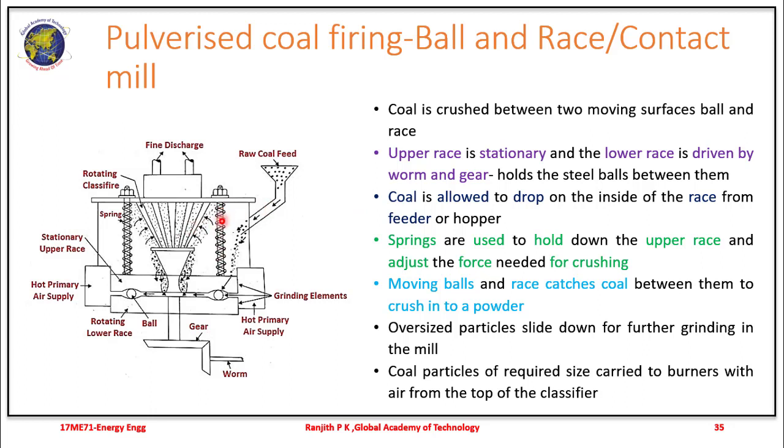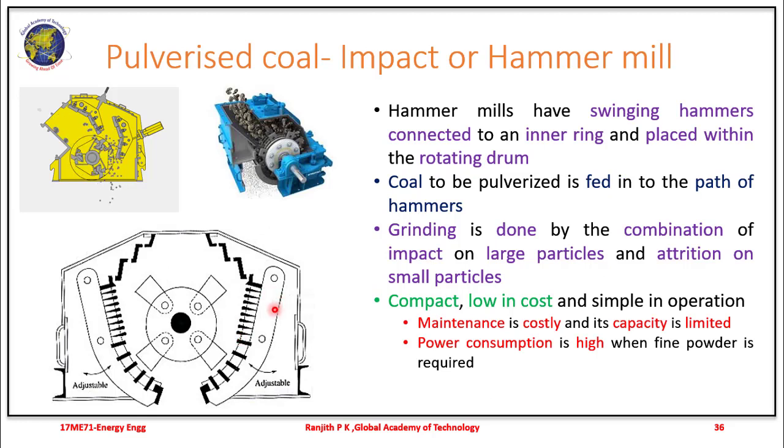In case of a ball and race contact mill, there are spring actions. Springs are used to hold the upper race, and this provides the force that is needed for crushing. The moving balls and the race catch the coal between them and crush it into a powder, and this pulverized coal is then fed to the further process.